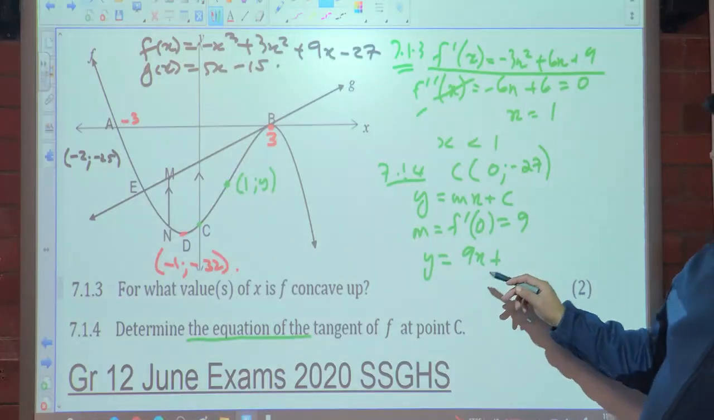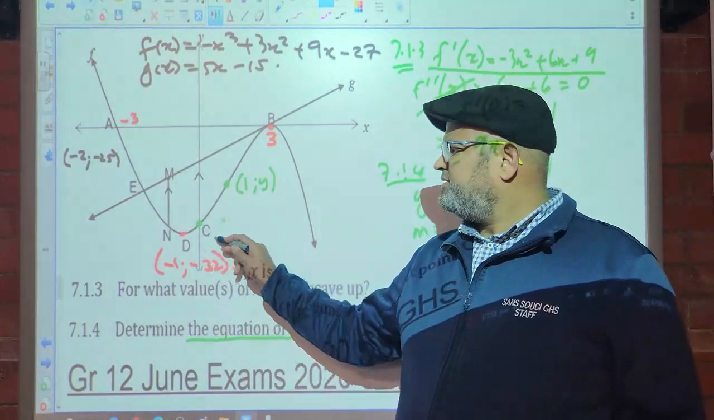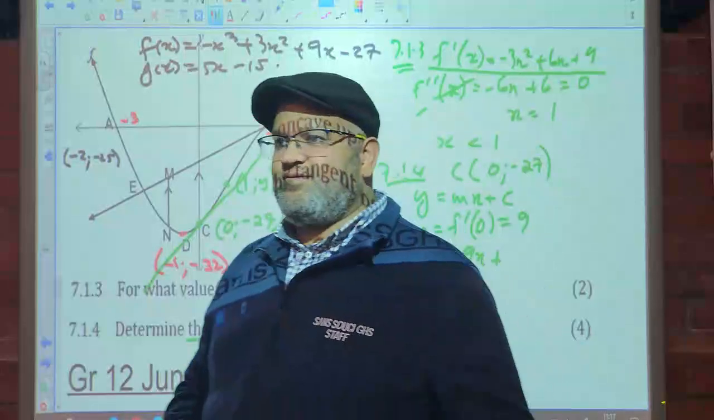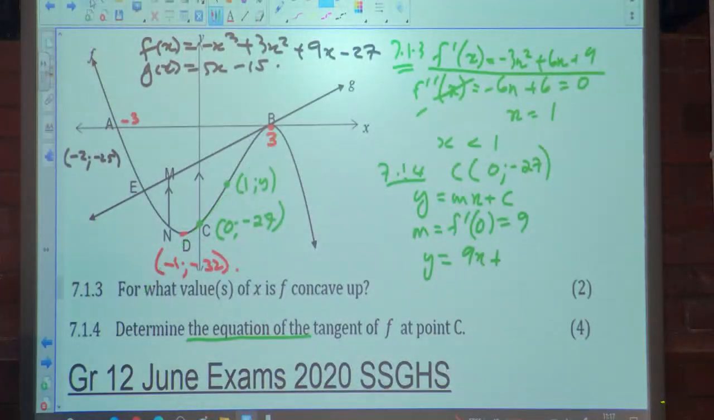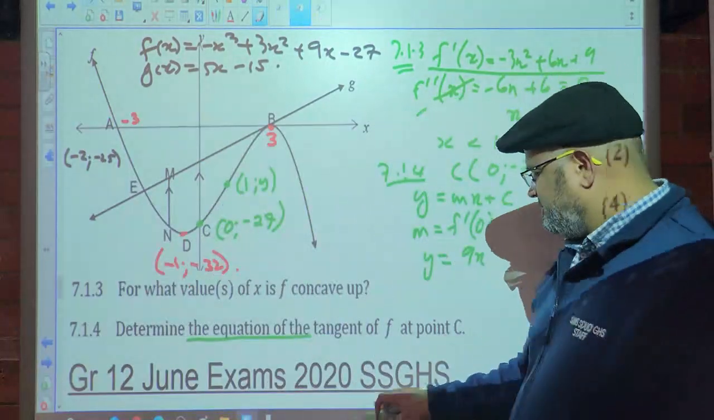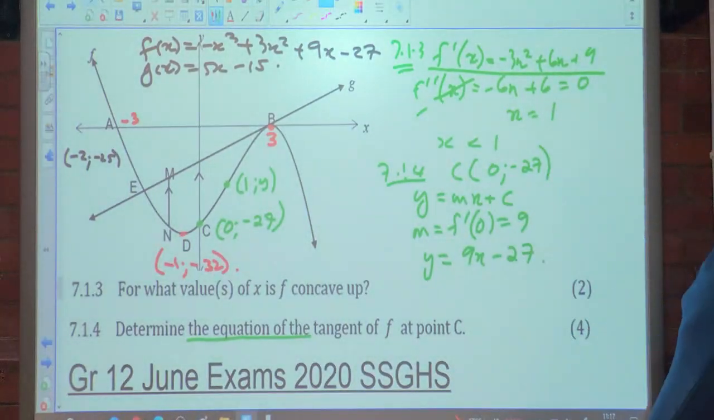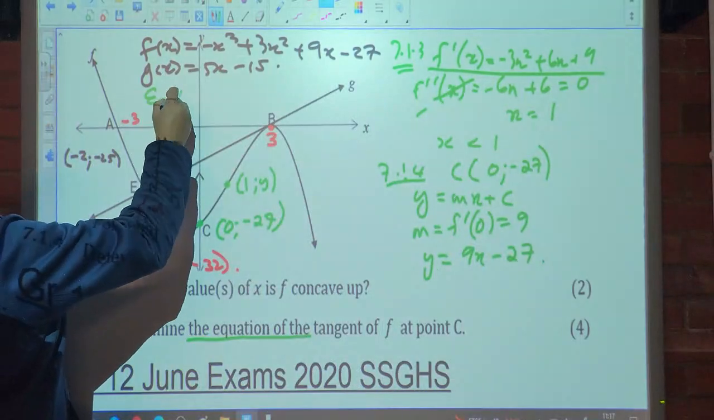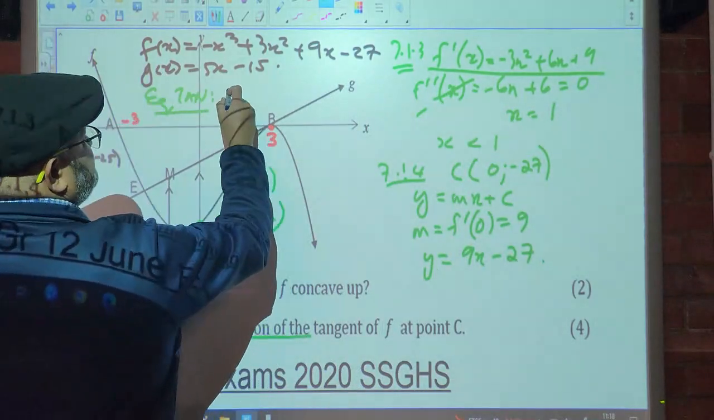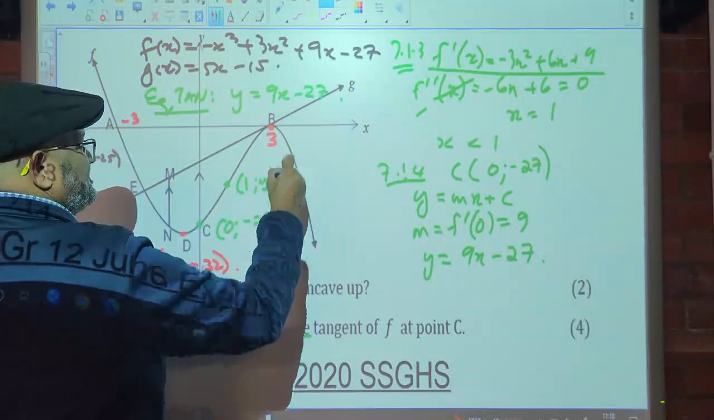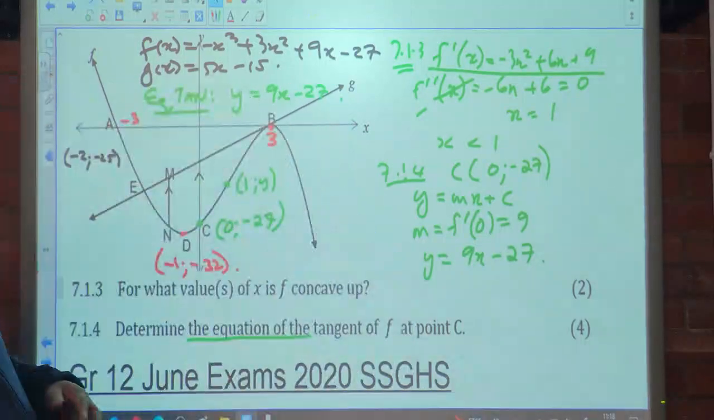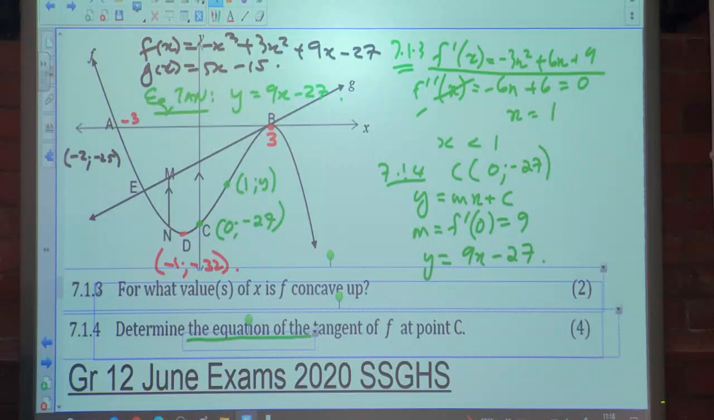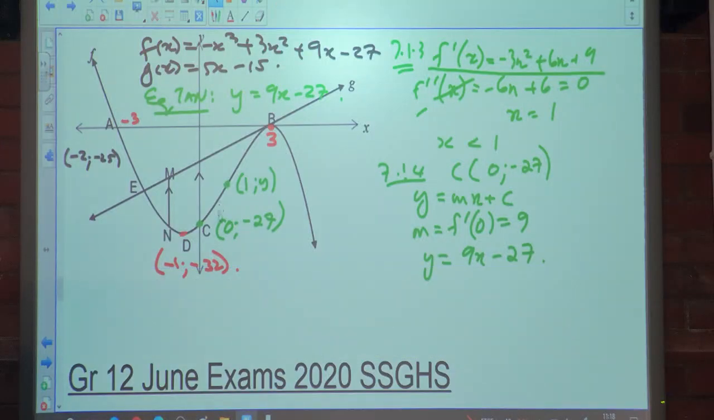It's going through the y-intercept at 0 and negative 27. So what's my c value of the tangent going through there? Negative 27. Can you see the same value? So we're going to say y equals 9x minus 27. Beautiful sum, no? Yes, all sums are beautiful. People, any confusion there? Not yet. If you ask the same question in the exam, then we are totally confused.